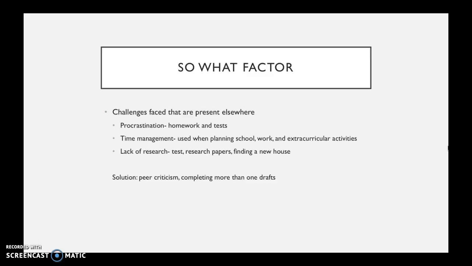Lack of research can be involved in multiple aspects of your life, like when you're writing a research paper, if you don't have the right research, you seem all over the place and sloppy. Things like finding a new house, if you don't research it enough, you may end up with a not so good house. A solution of this that I learned is that you need to allow yourself time to have enough chances to revise your draft multiple times, and that peer criticism sometimes isn't always bad, and that they can always catch things that you don't.